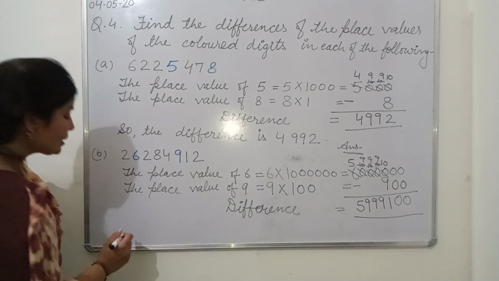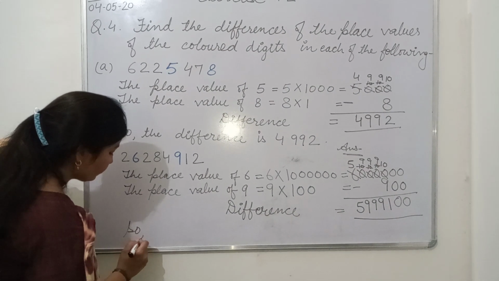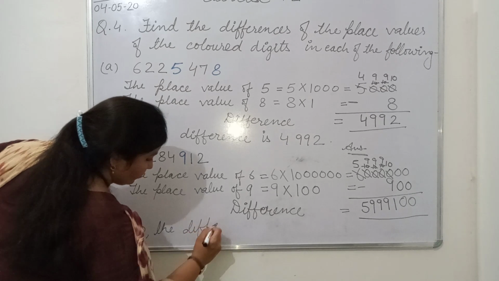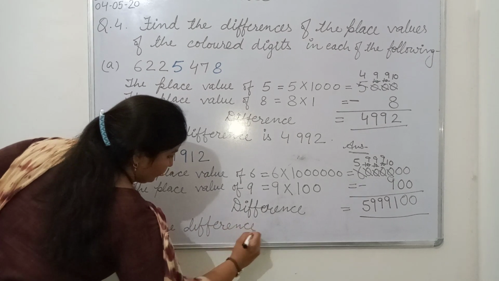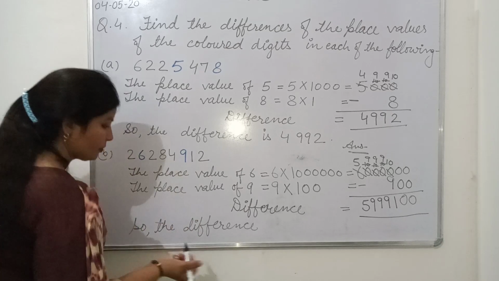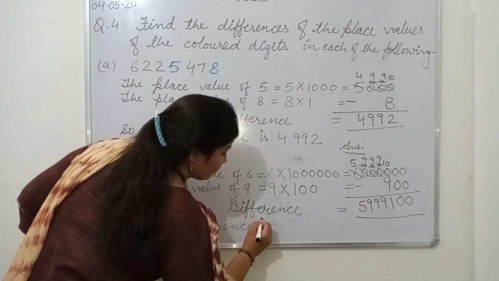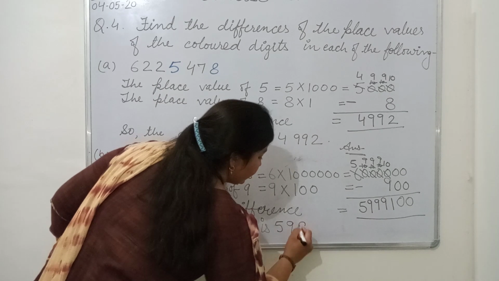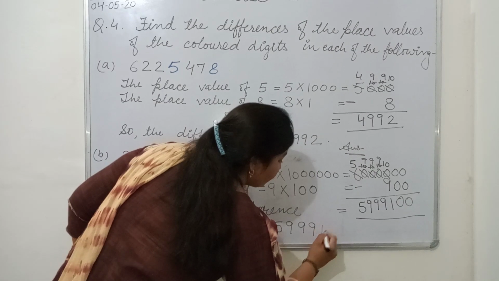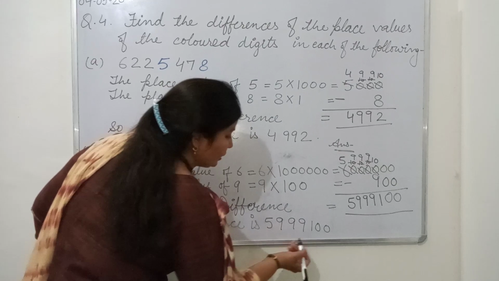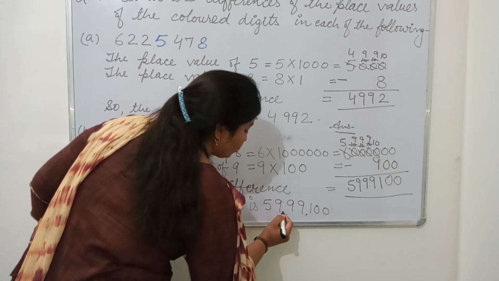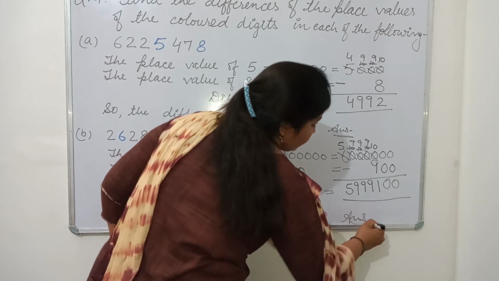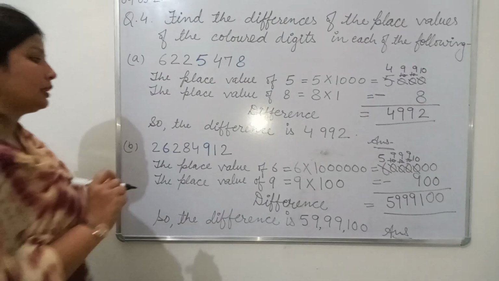Okay. So now we write here, the difference is 59,99,100. If you want to put commas, you can put commas also to separate the periods. Now that's your answer. So like this you will solve this question.